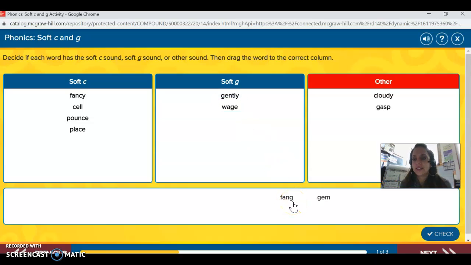Here's a G. It's not followed by an E, I, or Y. And it has the NG. So NG makes a sound. Fang.